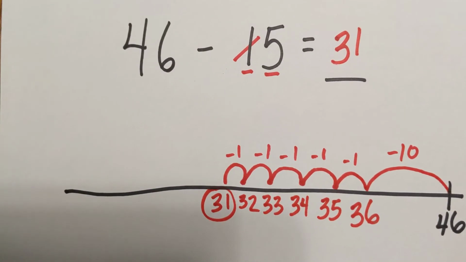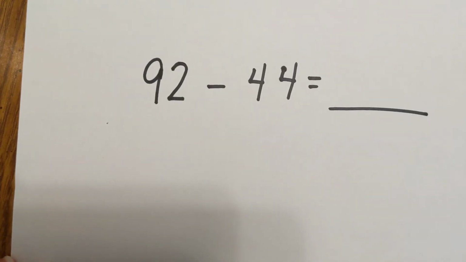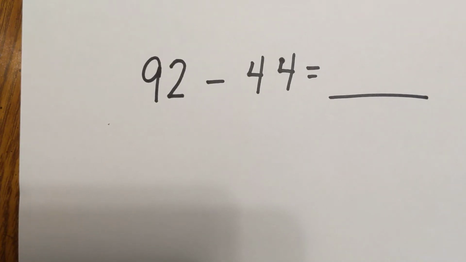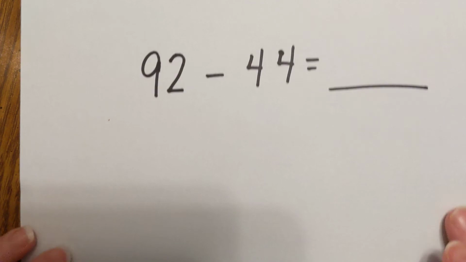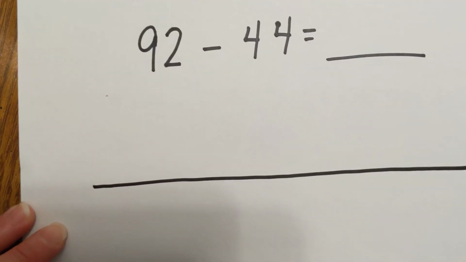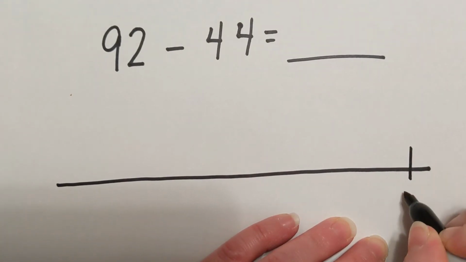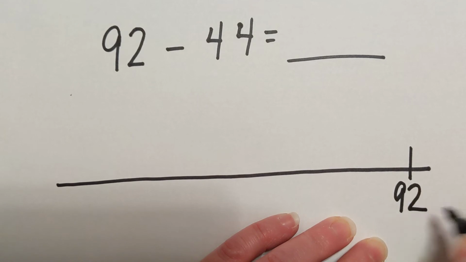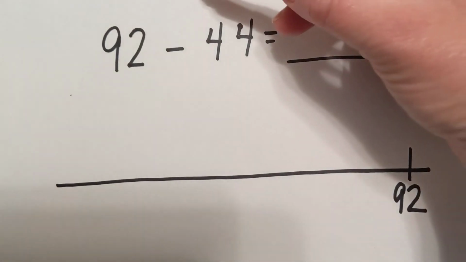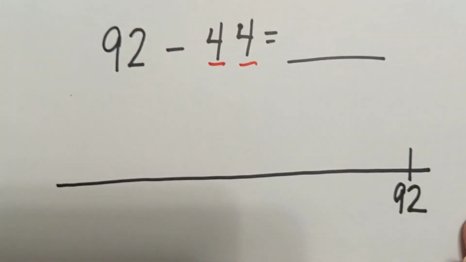Okay, we're going to do one more together. I'm going to take a look at 92 take away 44. So I'm going to think about where my bigger number is. I'm going to draw my number line. Okay, so the bigger number, which is 92, we're going to put that here. 92. Then we look at the smaller number, which is my 44. So I have four tens and four ones.